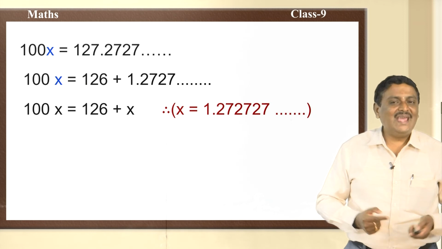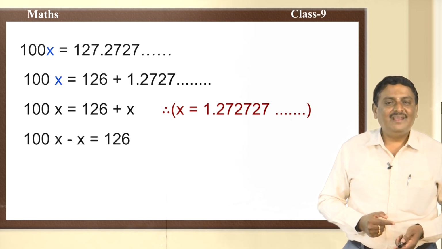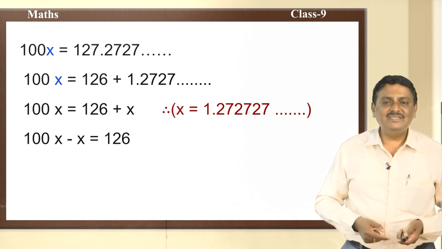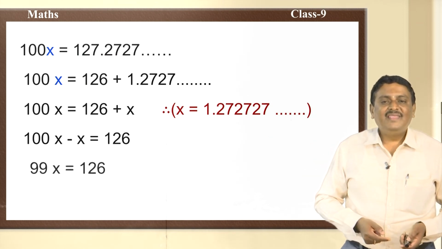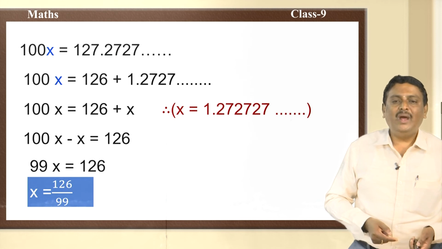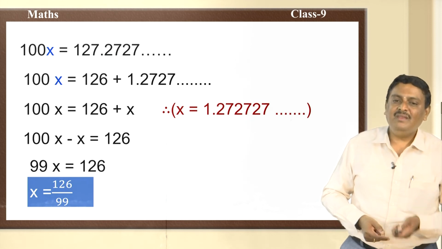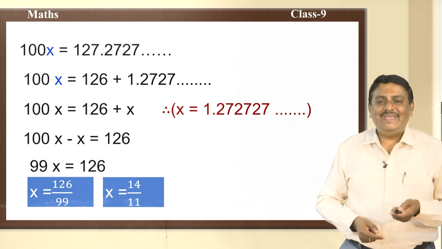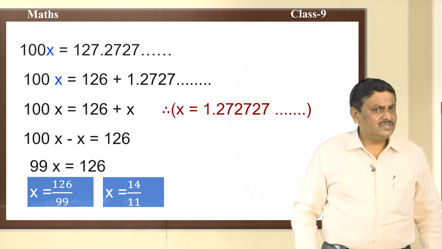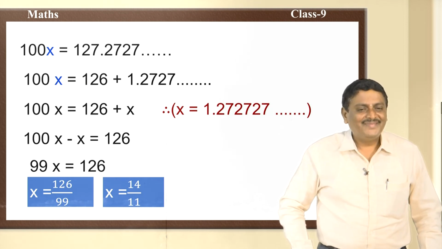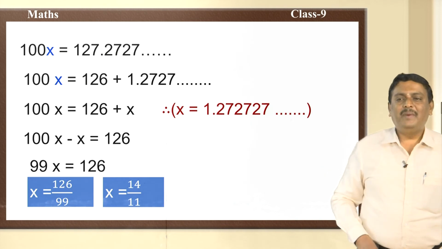Now, subtract x on both sides, we get 100x minus x is equal to 126, x and x cancel. Now, 99x is equal to 126. Now, you simplify, x is equal to 126 by 99. Further simplified, we get x is equal to 14 by 11. My dear students, can you think, is it in the form of p by q? Yes, it is in the form of p by q.